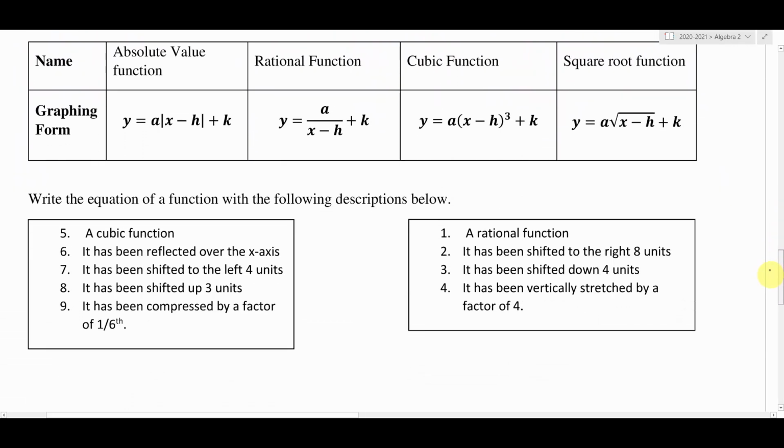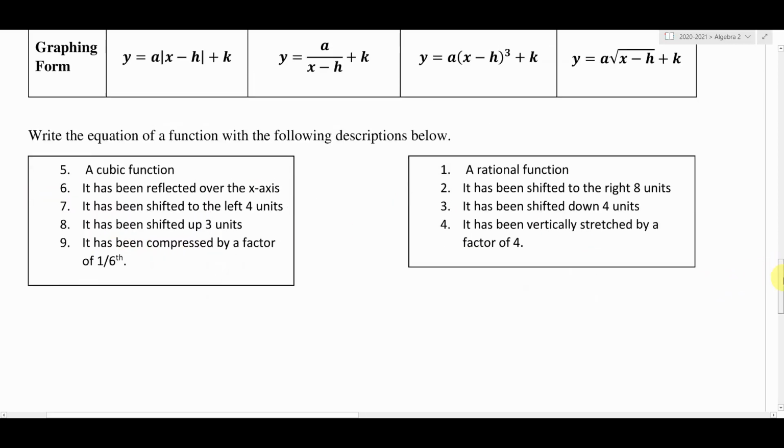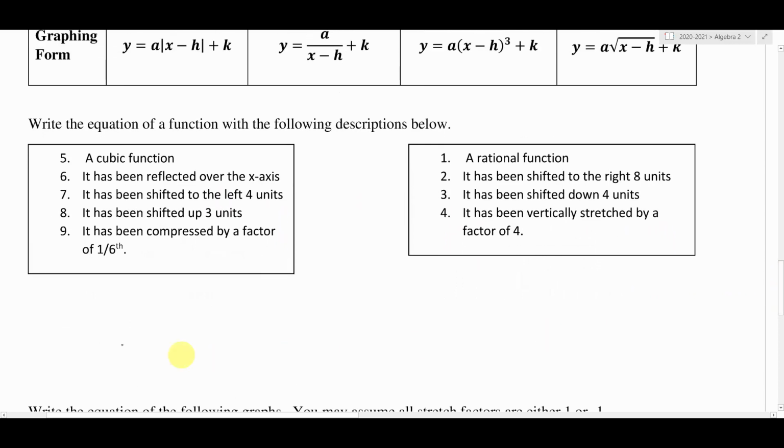All right, now I copied the table down here for us again because this time we're going to go the other direction. I'm going to give you the verbal description, and I want you to write the equation. And we're going to do this the same way that we did with quadratics before. We're going to start by writing the basic graphing form or the blueprint for whatever type of function they describe. So you'll notice in this one, it says a cubic function, right? So I'm looking for the cubic function, that's this one right here, and I'm going to start by just writing that graphing form out. So I've got a parentheses x minus h to the third power this time plus k.